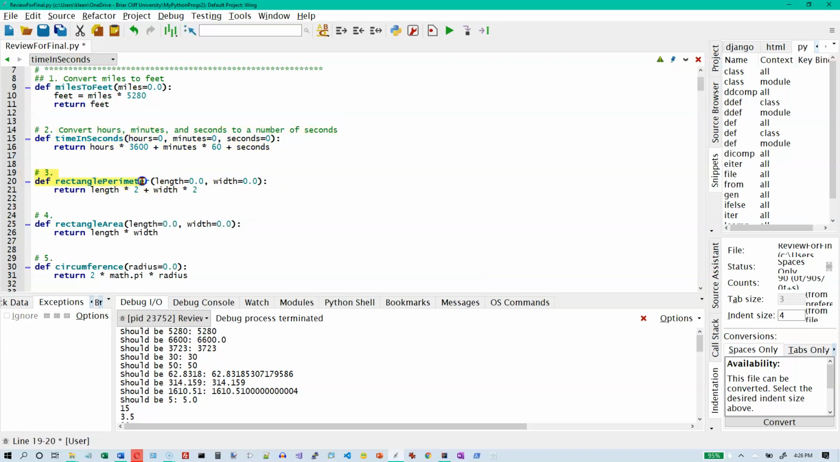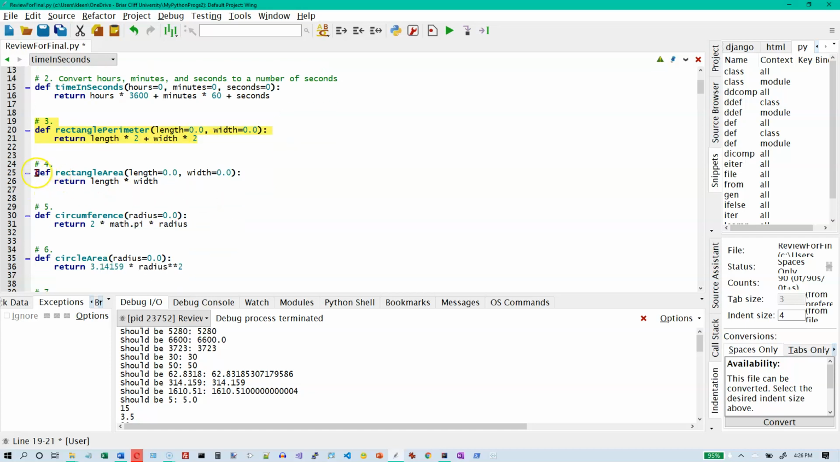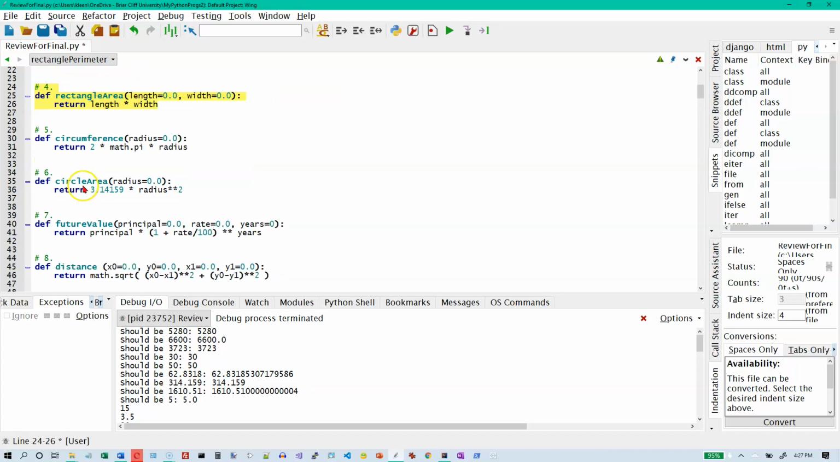Number 3, we want to determine the perimeter of a rectangle, which is the length plus the width plus the length plus the width, just going all the way around the outside. So that's the length times 2 plus the width times 2, and that's all there is to that one. Number 4 was to determine the area of a rectangle, and that is just the length times the width. So multiply those together and return.